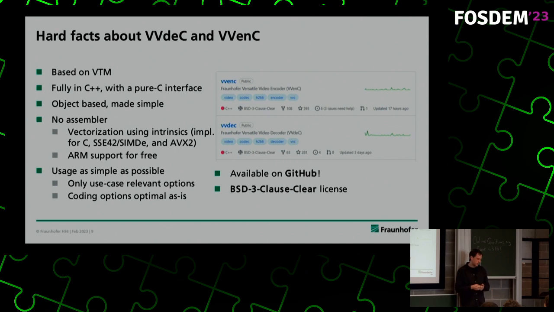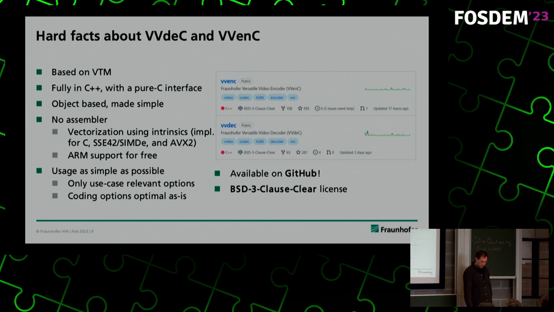We do only vectorization using intrinsics, which of course has the advantage that we get stuff like ARM support for free through this amazing SIMD Everywhere library. Also support for WASM cross-compilation, so WebAssembly, which we also did. And what we try to do is make those projects as simple as possible. So basically, we only expose options that are use case relevant, but the coding options, everything that's connected to efficiency, we try to define it for the user to just have the simplest experience possible.